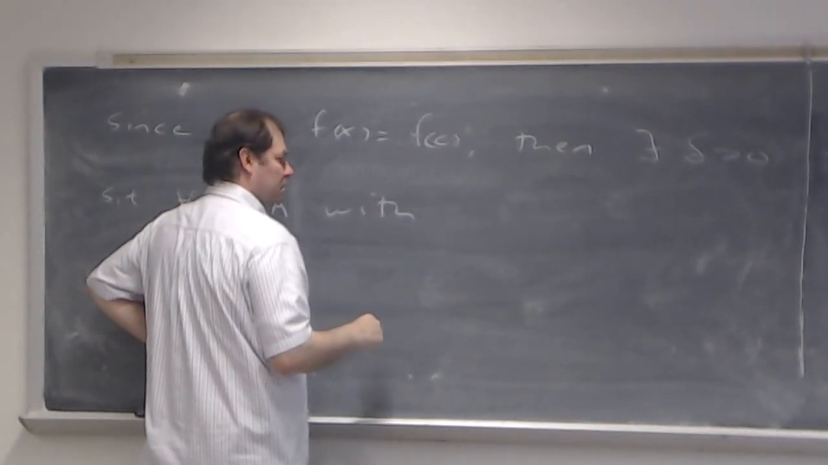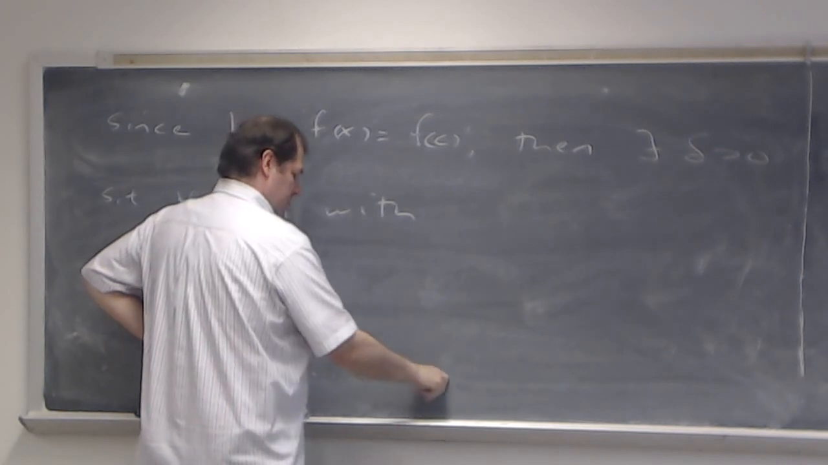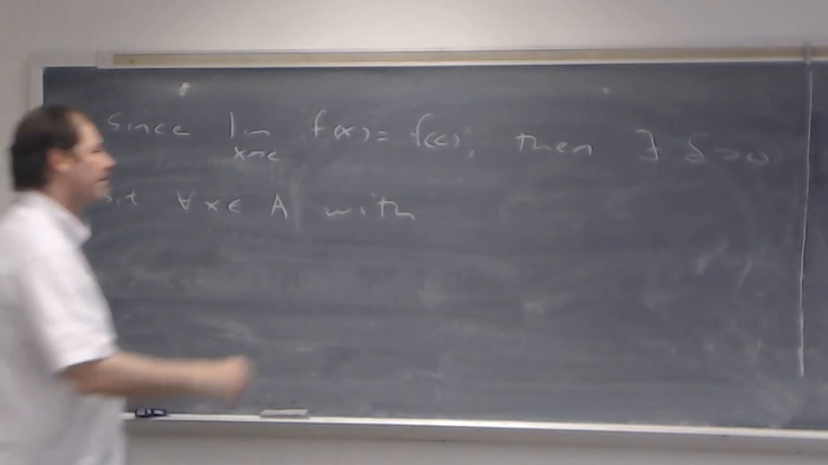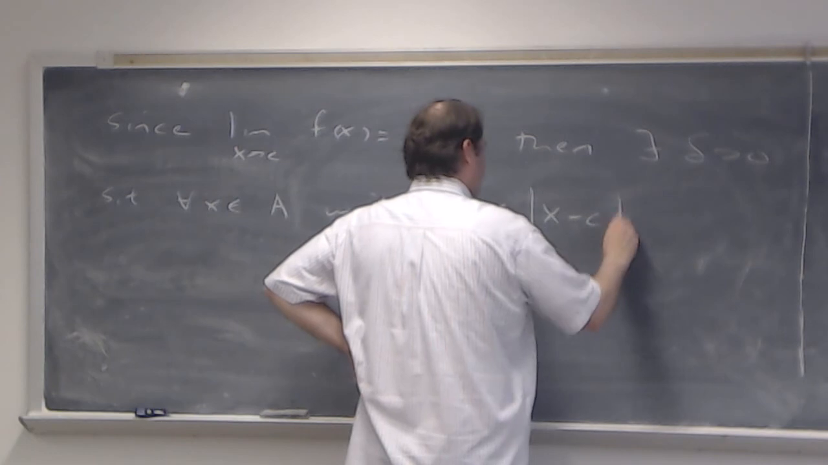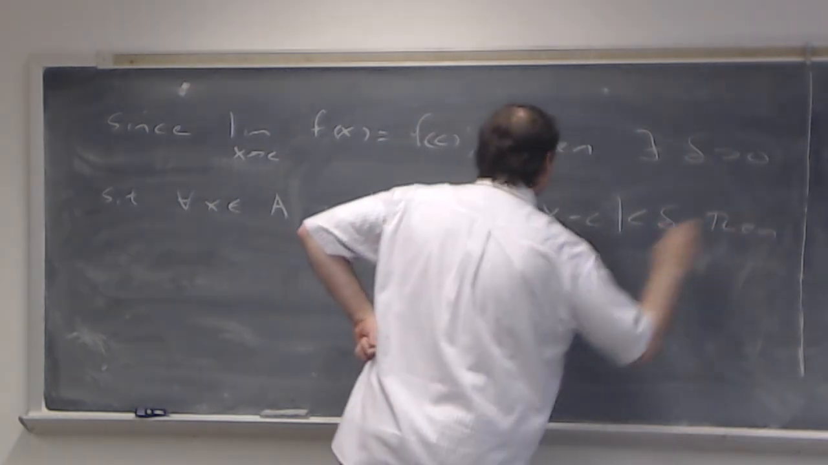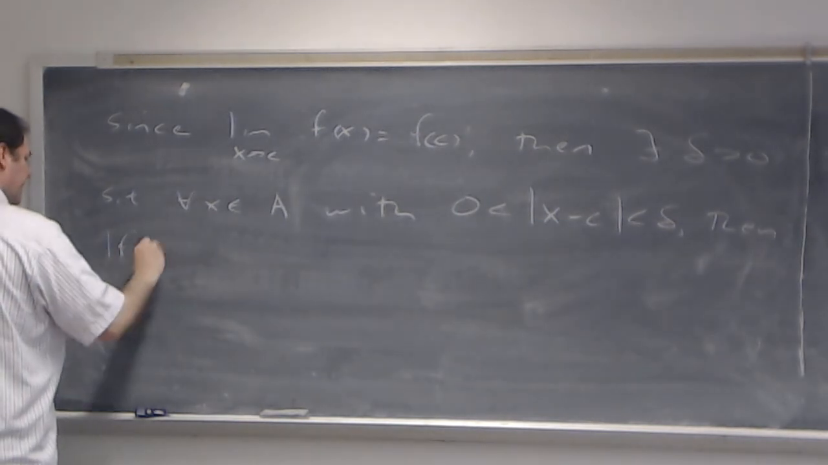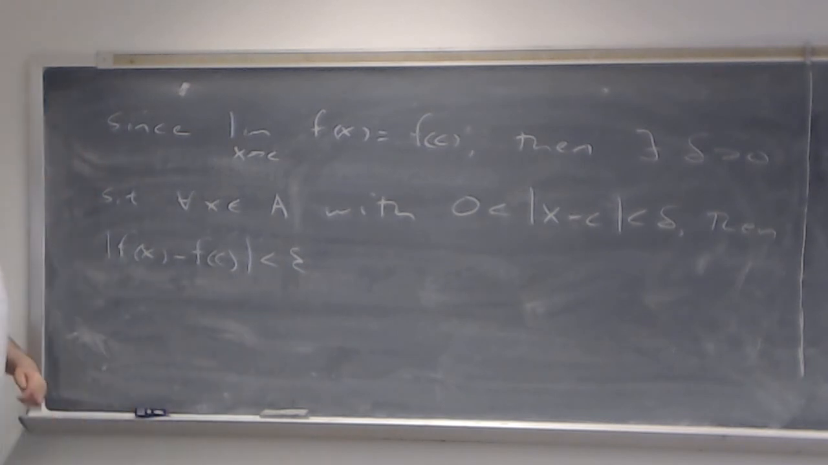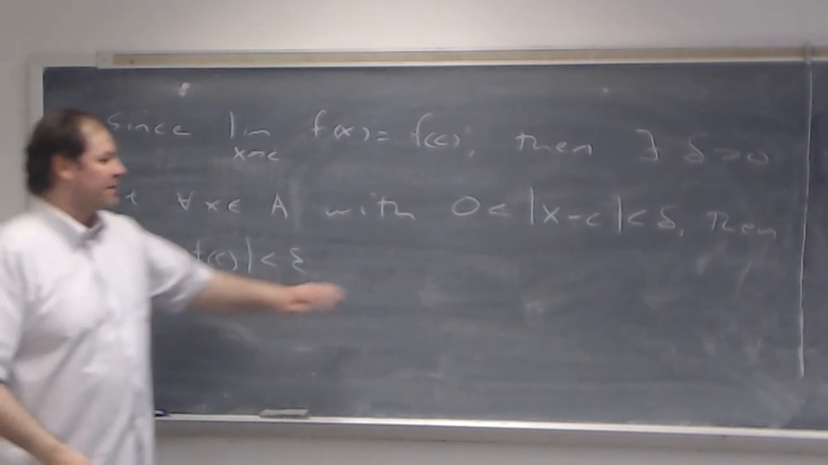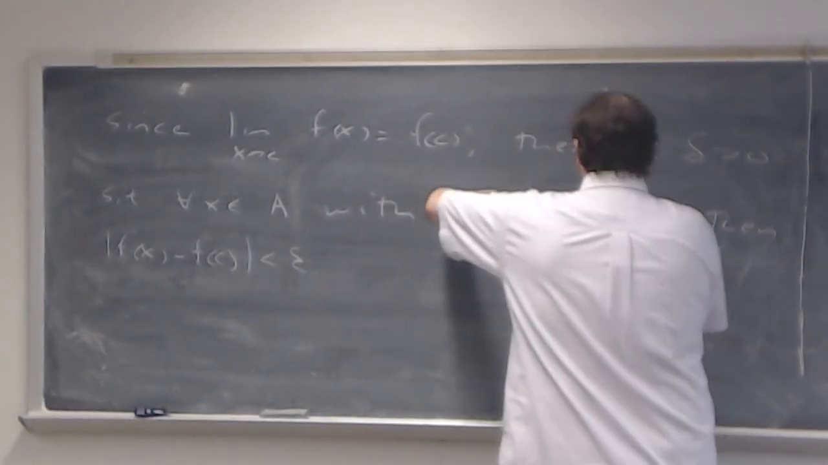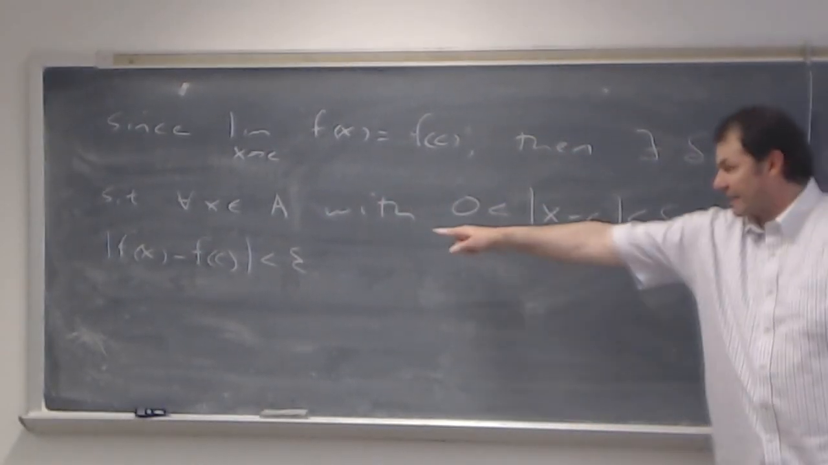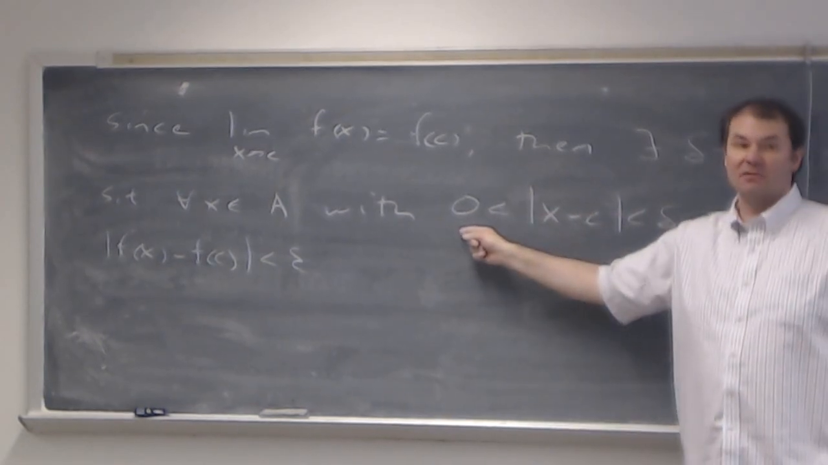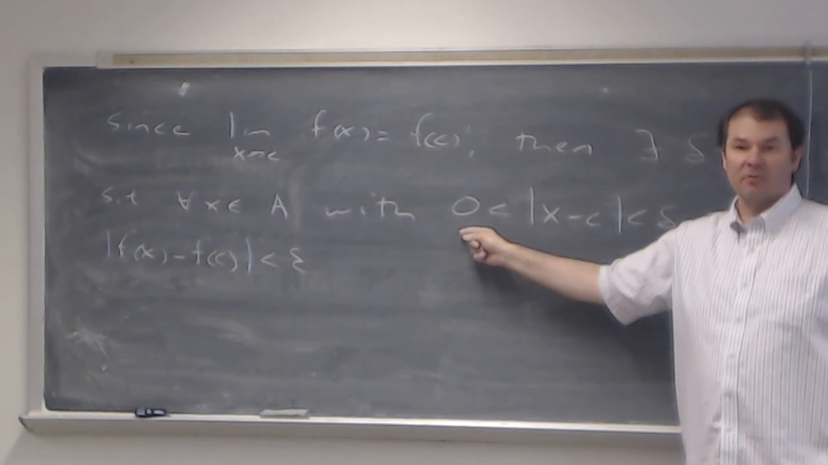I'm talking about limit. What's the next thing I'll write? 0 less than the absolute value of x minus c less than delta. Then the absolute value of f of x minus f of c is going to be less than epsilon. So look, what I want to have happen is I want all the x's in A such that the absolute value of x minus c is less than delta. Then I get this. What I have is for all x's in A with x minus c less than delta and being bigger than 0.